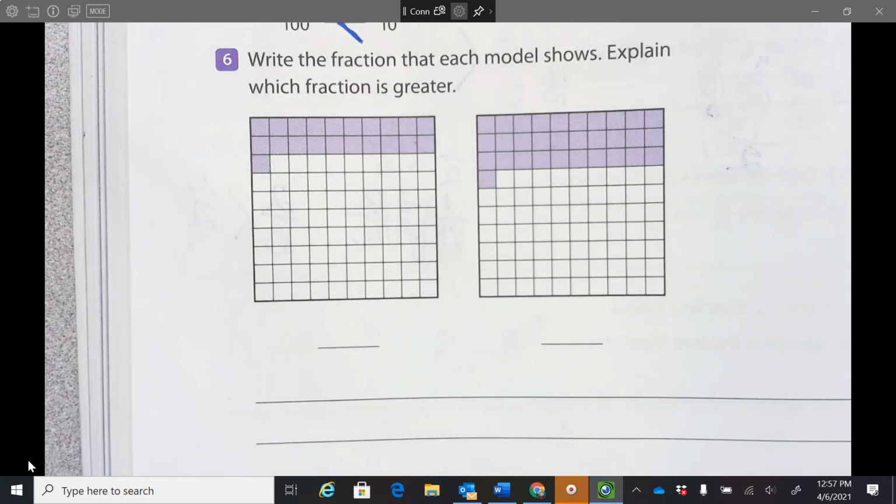How could you explain this in words? How could you explain this in words? Sophie? 31 100ths are greater than 21 100ths. Yeah. Beautiful. You mean 31 is greater than 21? But it's the same thing. 31 100ths is greater than 21 100ths.